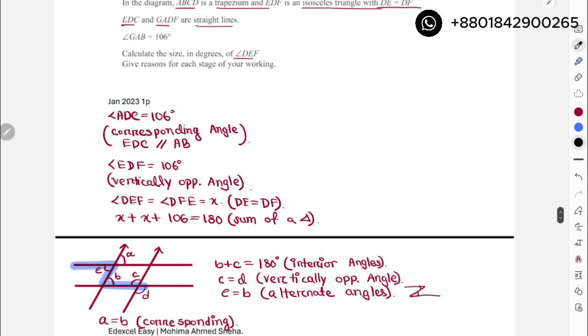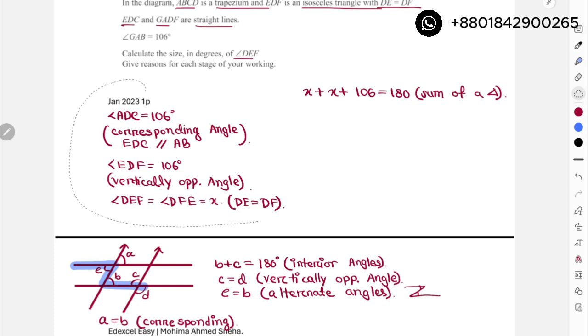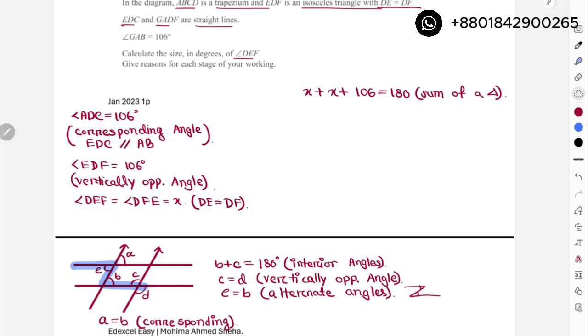Okay, now again after this, using this part, I'll have to continue from here. From there you can write that X is equal to 180 minus 106 divided by 2, and that will give you the value for X, and X was assumed to be the value for your angle DEF. So 180 minus 106 over 2 gives you the value as 37 degrees.